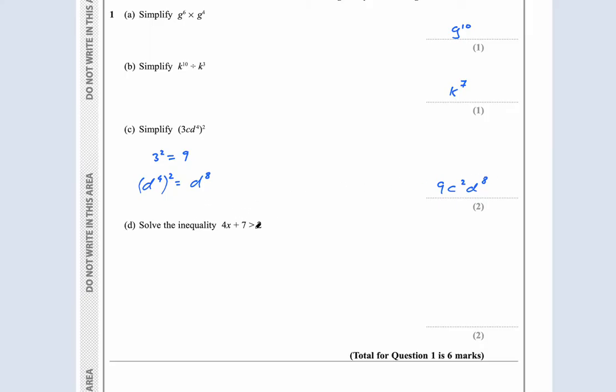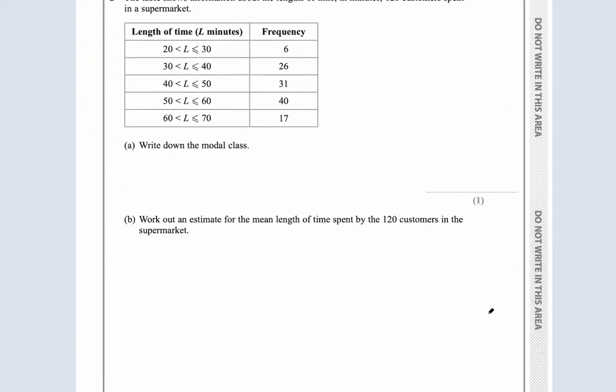Part D, solve the inequality 4x plus 7 is greater than 2, right? This is fairly straightforward, guys. I can solve it like an equation. So I subtract 7 from both sides. So 2 minus 7 is negative 5. And then I divide by 4. So 4x is greater than negative 5, so x is greater than negative 5 over 4. This is also negative 1.25, but negative 5 over 4 is fine. I'll put negative 1.25. Okay, that's question 1.